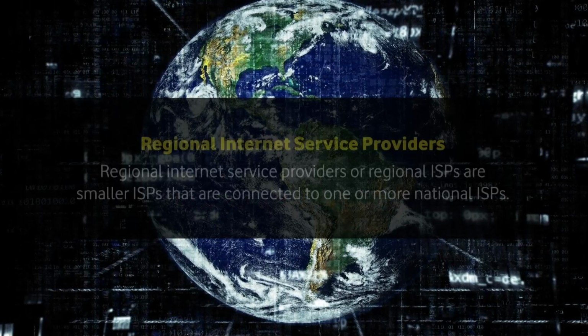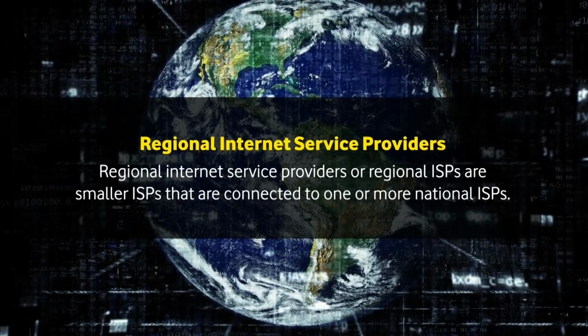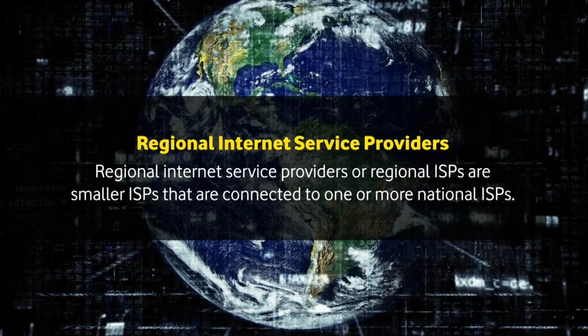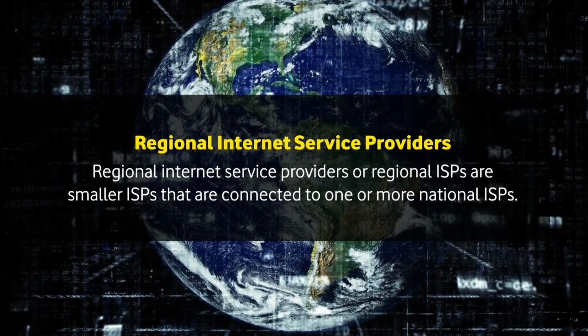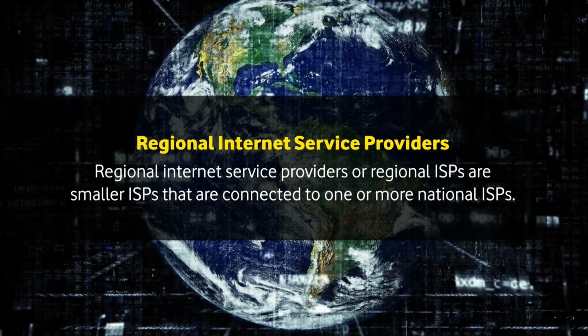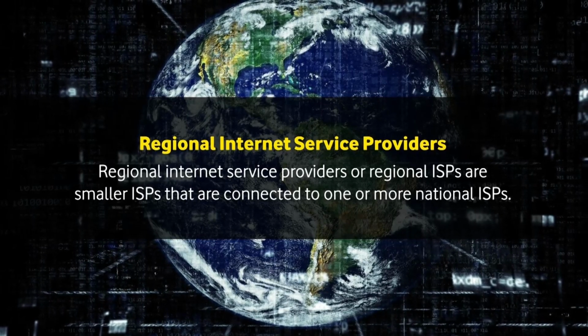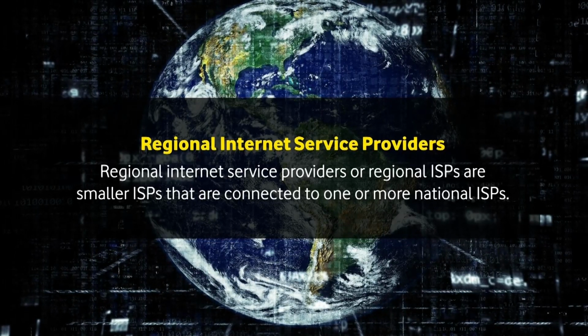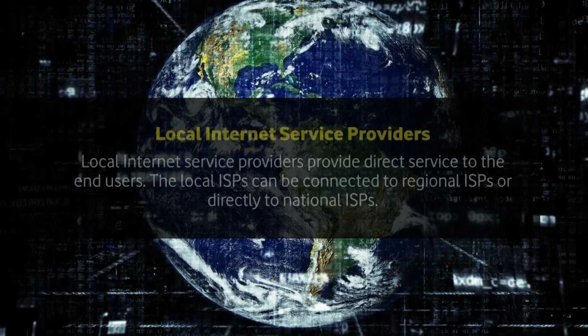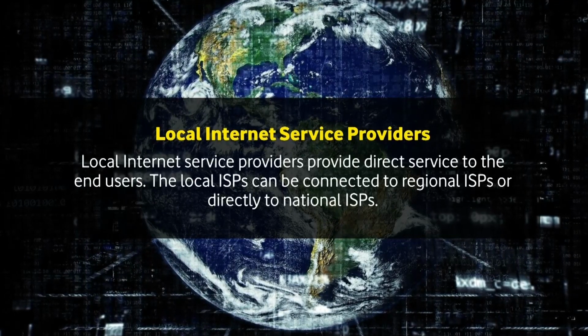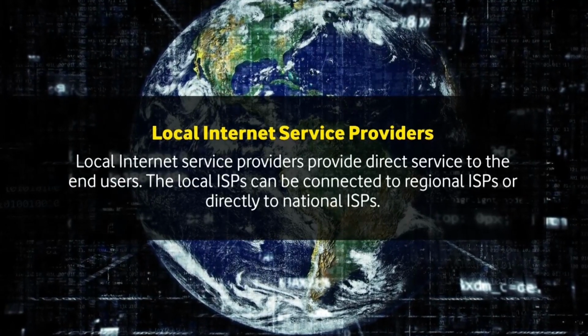Then come the regional internet service providers. Regional ISPs, or smaller ISPs, are connected to one or more national ISPs. They are at the third level of the hierarchy with a similar data rate. From the international service providers down to the local service providers, they operate at different data rates. And the final one in the list is the local internet service provider. Local internet service providers provide direct service to the end users.